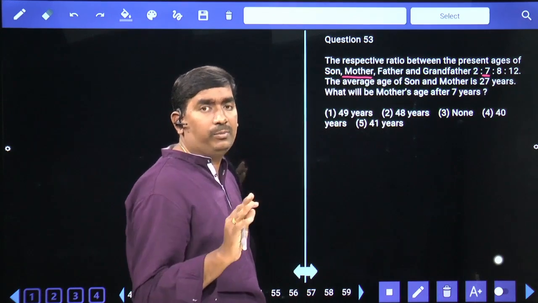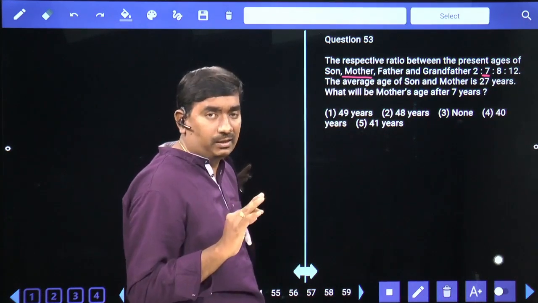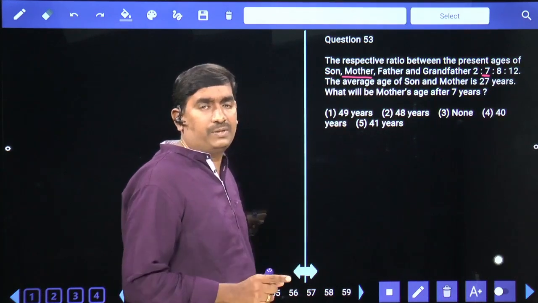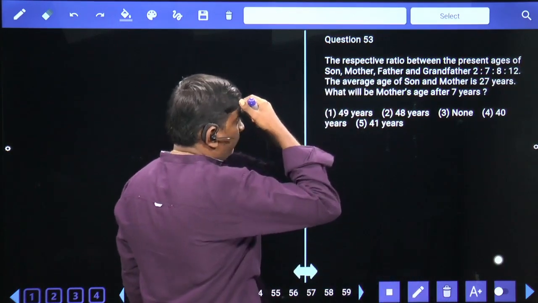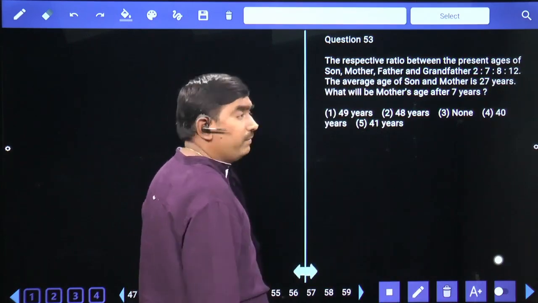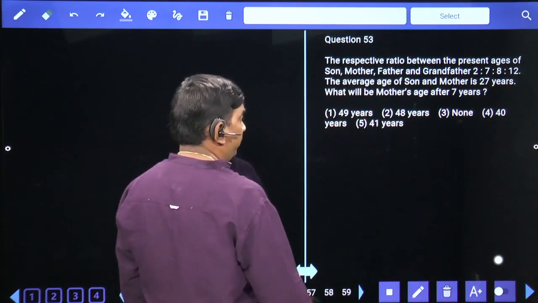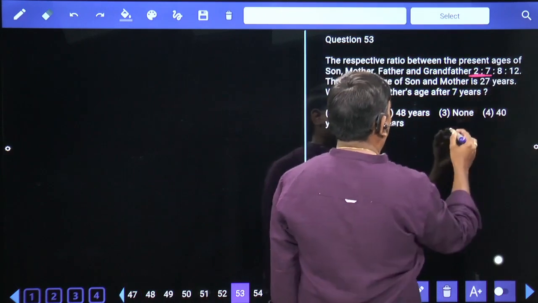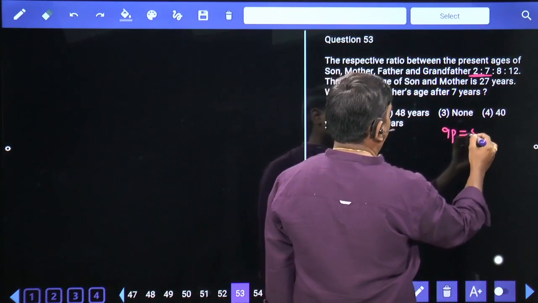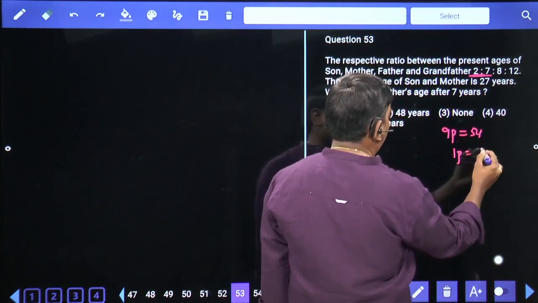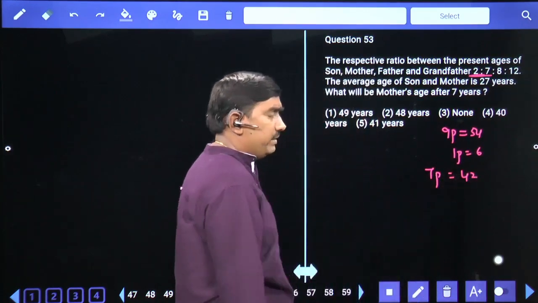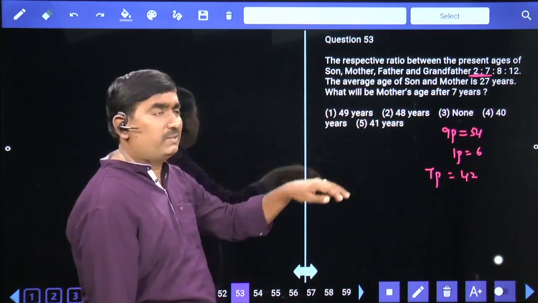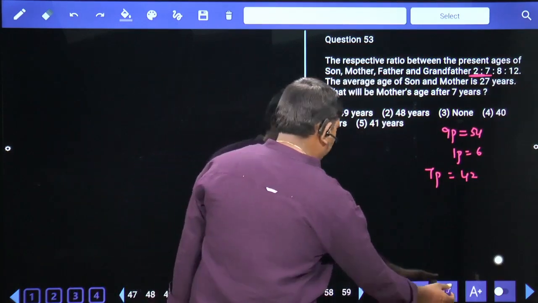If there is no none of these, then only we can go with the option methodology. If you have none of these as one of the options, you need to solve the question. Average of son and mother 27 means total 54 years. 2 plus 7, 9 parts value 54. 1 part value 6. Mother 7 parts value 7 sixes are 42. Present mother 42. After 7 years means 42 plus 7, 49 years.